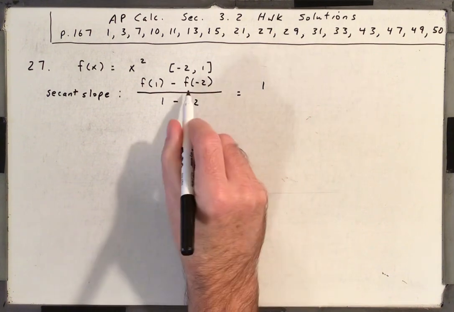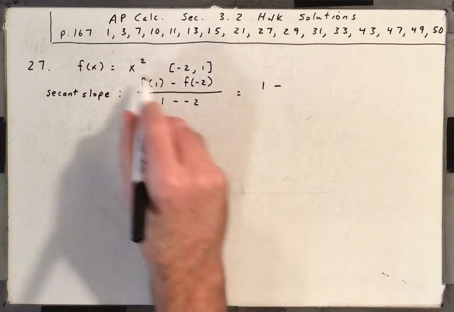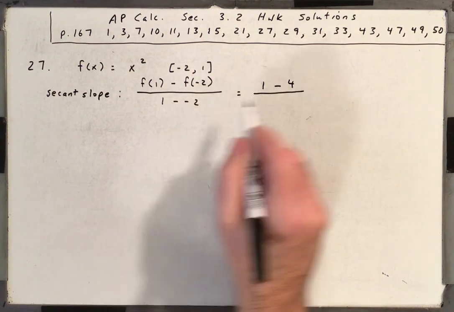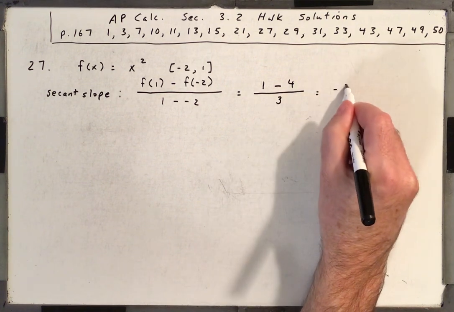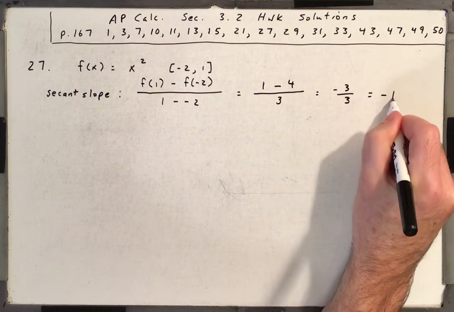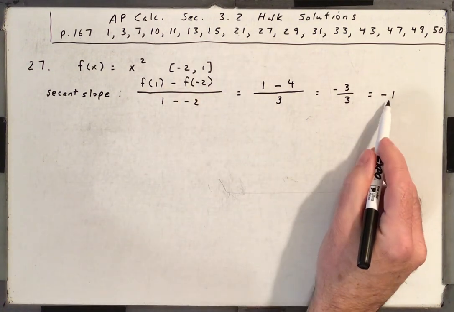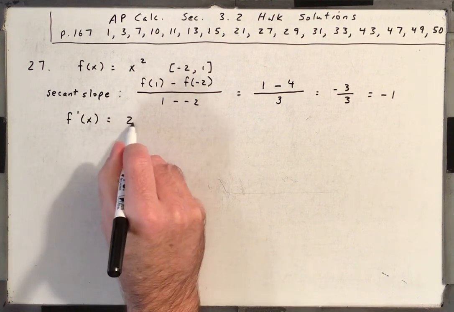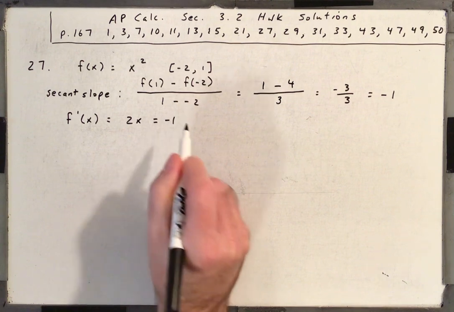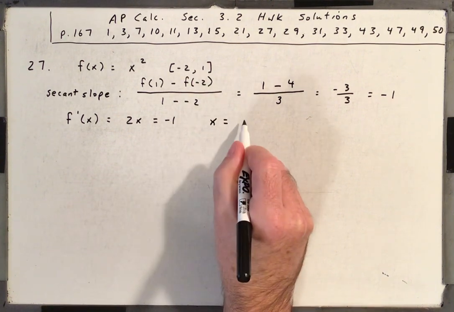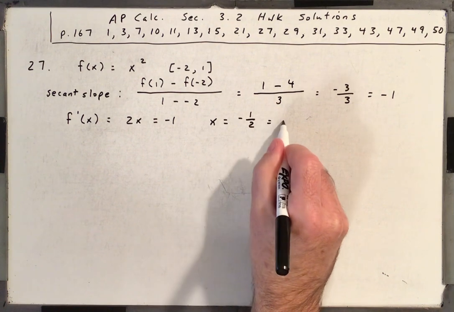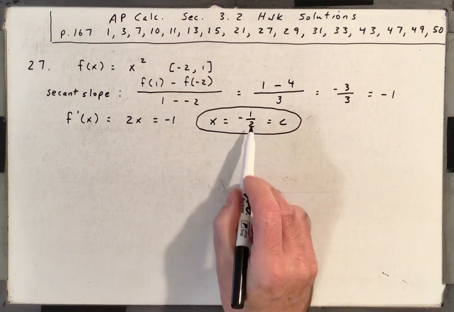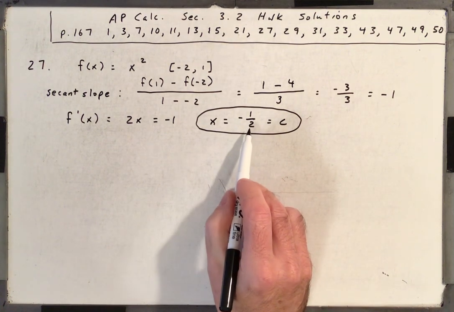f of 1 is 1. f of negative 2, negative 2 squared would be 4. 1 minus negative 2 would be 3, so that's going to be negative 3 over 3, which is negative 1. So we want to set the derivative equal to the slope. So f prime of x is equal to 2x. We're going to set that equal to negative 1. So x is negative 1/2, and that is our value c, where the slope of the secant line is equal to the slope of the tangent line. At negative 1/2, those two are equal.